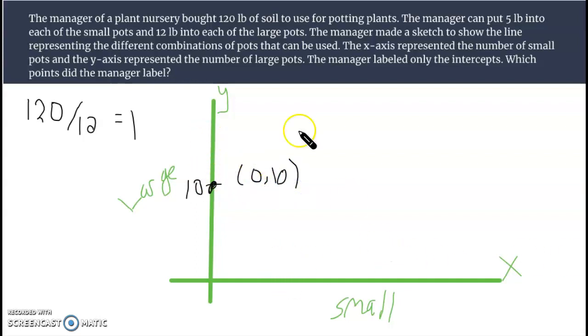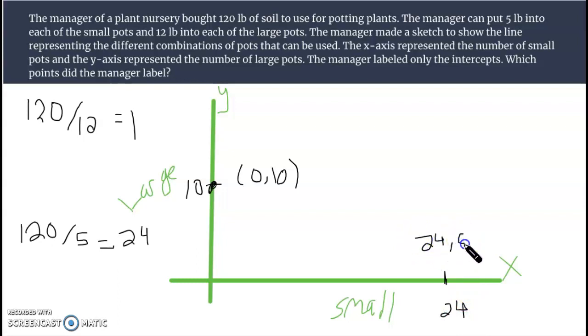Alright, we're going to do the same thing for if he only used small pots. So we have 120 pounds of that, and we would have to divide it by 5. Then 120 divided by 5. Do that on the calculator real quick, we get 24. So if they use just small, it would be 24. Okay, and the coordinates 24, 0.